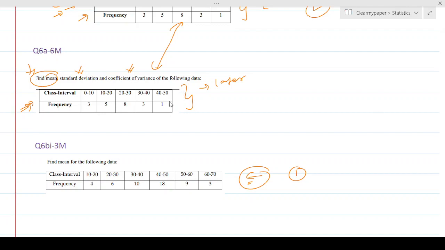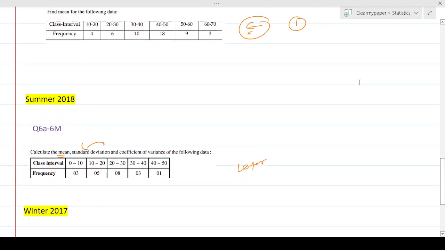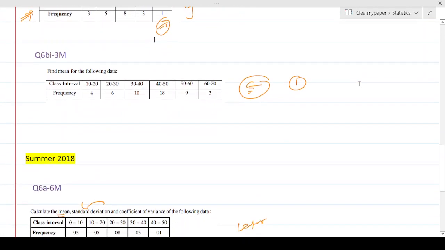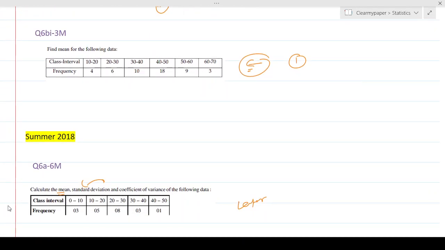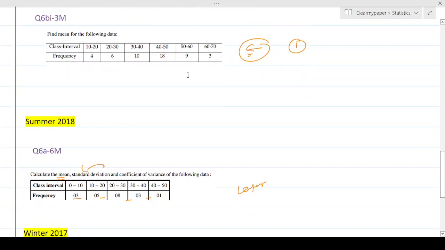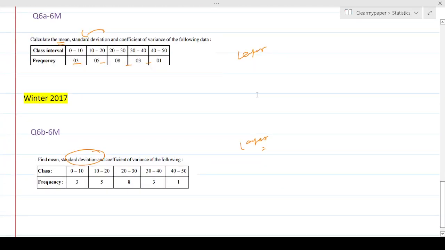And this problem that you see here repeats all over the place. In the next paper, summer 2018, I think it's repeating. Yes, over here it's the same problem. The frequency is 3, 5, 8, 3, 1. The same problem again in the next paper, winter 2017. So it looks like for some reason they give the same problem. So you might as well practice the same problem, which is what I did while explaining the concept of mean, and we'll go through it again when we solve this problem.